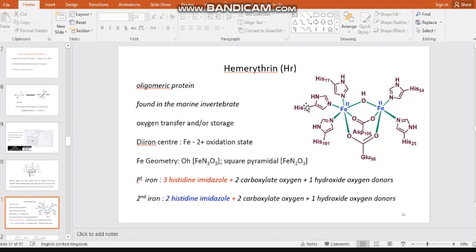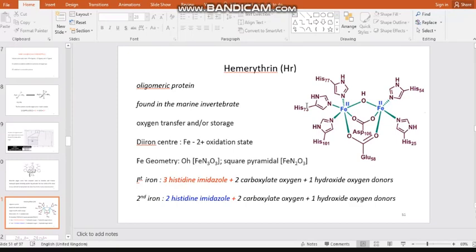Hemerythrin active site structure is entirely different. If you look, one iron center is in an octahedral environment, another iron is in a square pyramidal environment. The octahedral environment of the iron center is constituted by 3 histidine imidazole nitrogens and 3 oxygen atoms. Two are coming from the protein residue carboxylate oxygens. Another one is the hydroxyl ligand. What is the origin of the hydroxyl ligand? The hydroxyl ligand may be derived from the water molecule present in the system. So of the 2 carboxylate oxygens, one is coming from aspartic acid, another one is coming from glutamic acid.